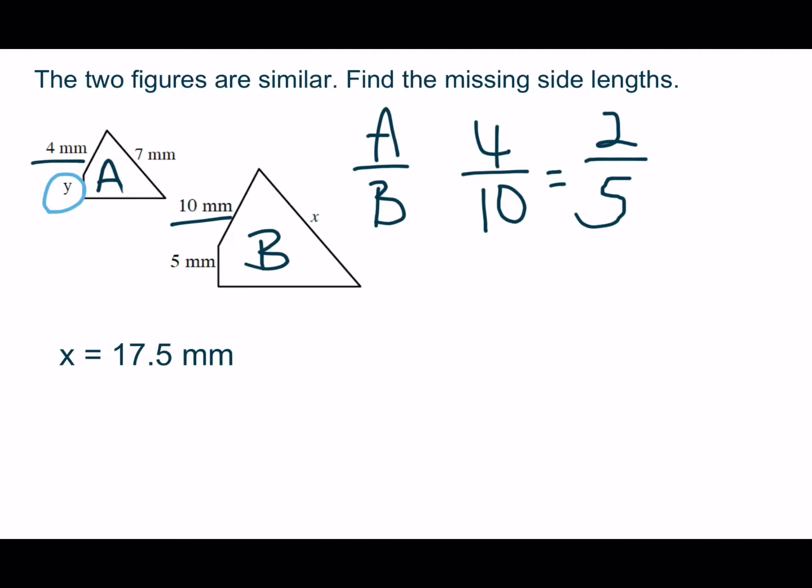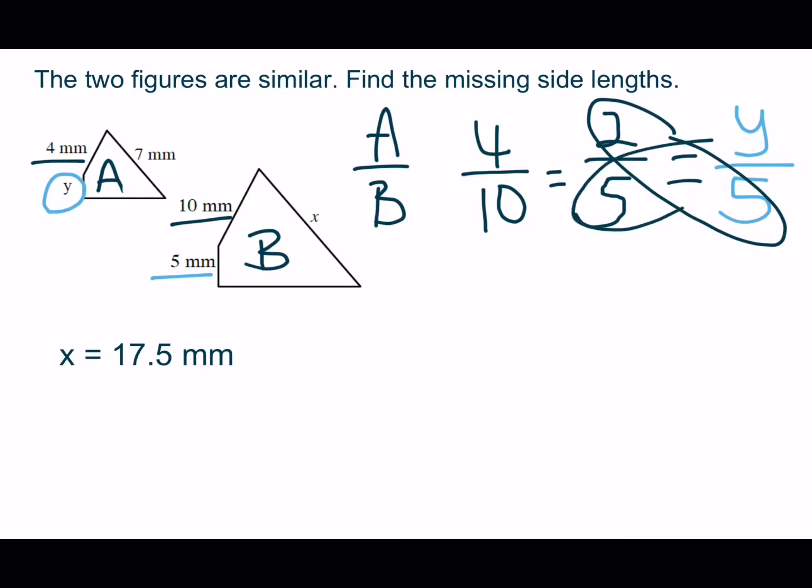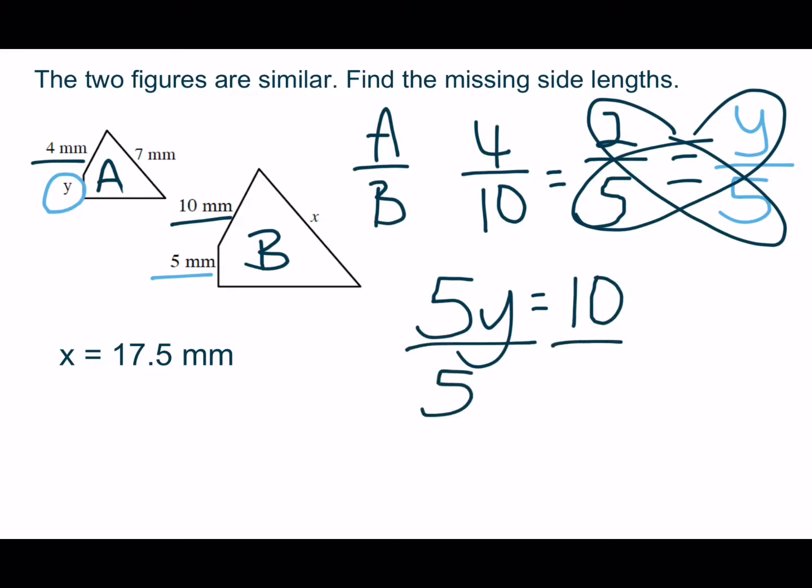Y belongs to shape A, so it's going to go in the numerator of our ratio. The corresponding side length to y is going to be 5 millimeters in B, so that goes in your denominator. Set them equal to each other, solve your proportion. So therefore y equals 2 millimeters.